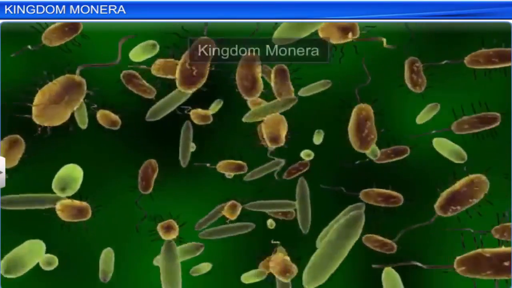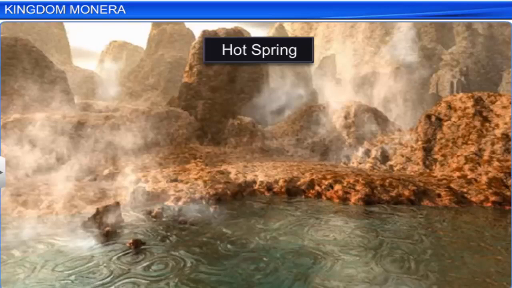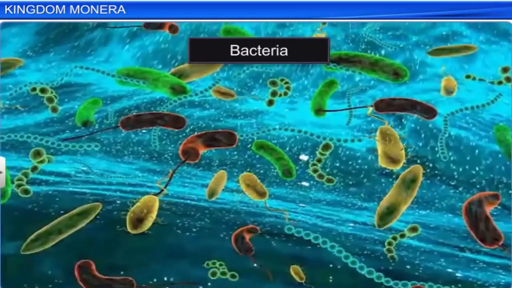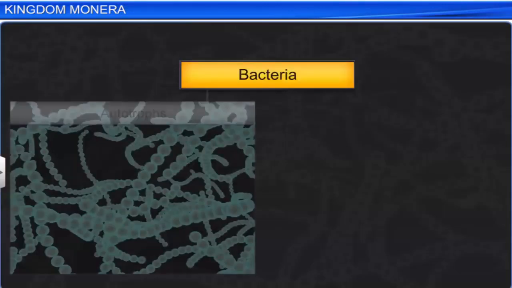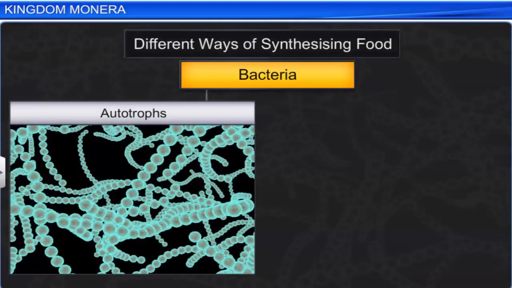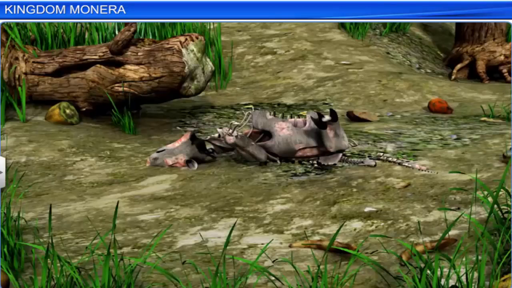Bacteria are the sole members of Kingdom Monera. Bacteria can be found anywhere, including extreme habitats like hot springs, deserts, and deep oceans. Different bacteria synthesize their food in different ways. Some of them are autotrophs. That is, they synthesize their own food from inorganic substrates. However, a majority of them are heterotrophs. That is, instead of synthesizing their own food, they depend on other organisms or dead organic matter for food.